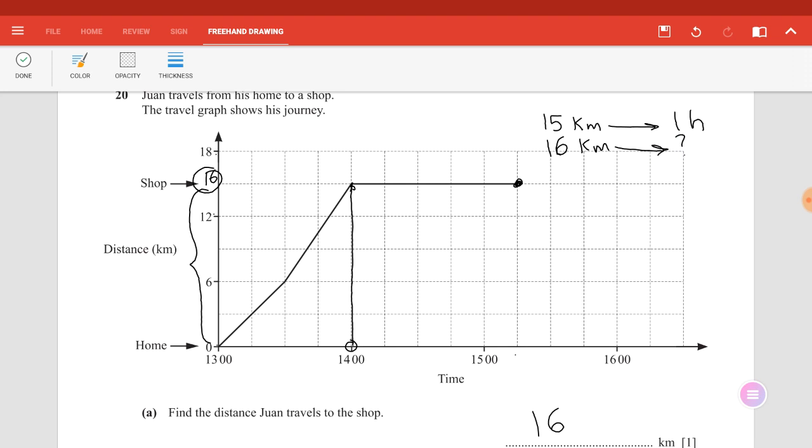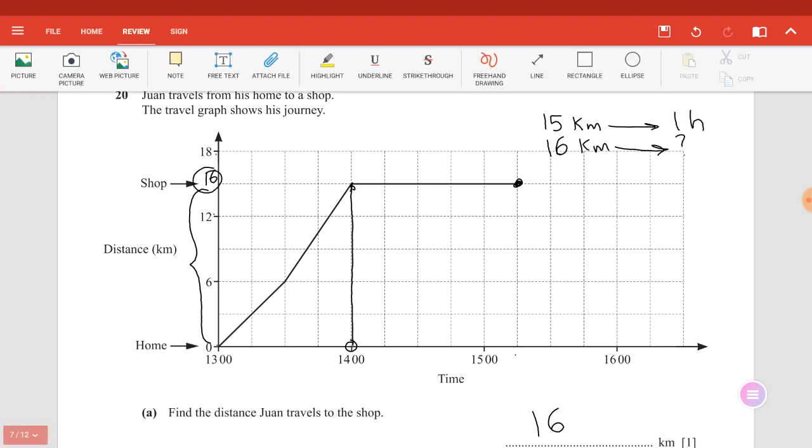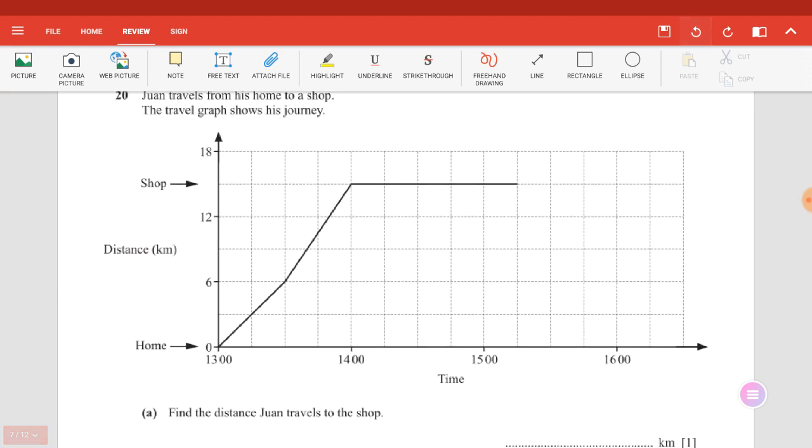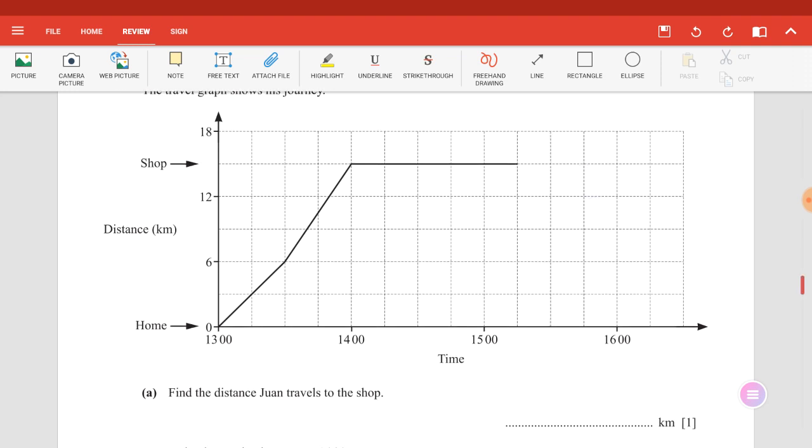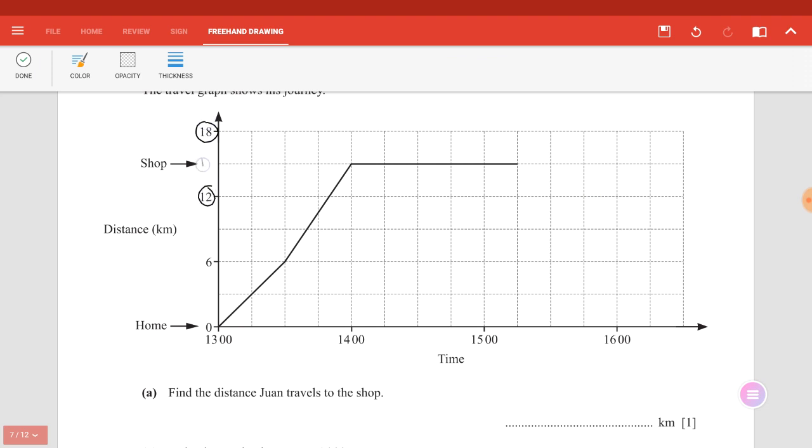Yes, our mistake is this is not 16. This is not exactly 16. This is 15, because when you add 10 and 20 over 2, it'll give you 15. So this answer is 15. Forgive me, guys. So this is 15, and he travels 15 kilometers in 1 hour.